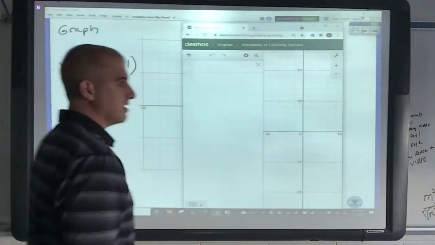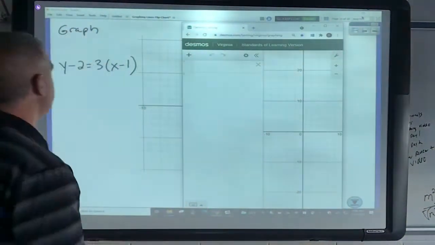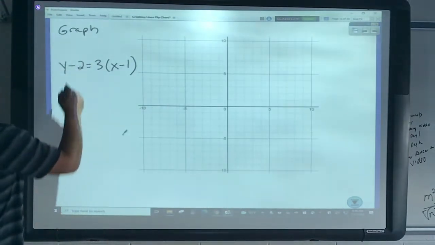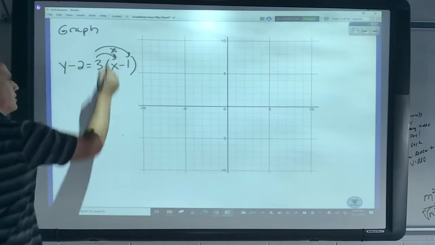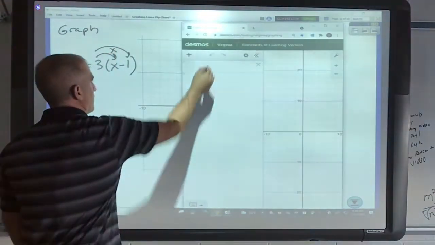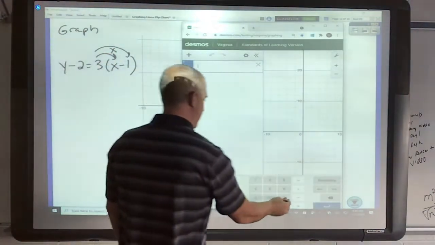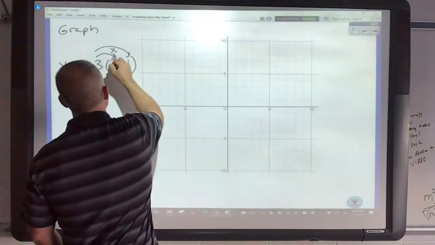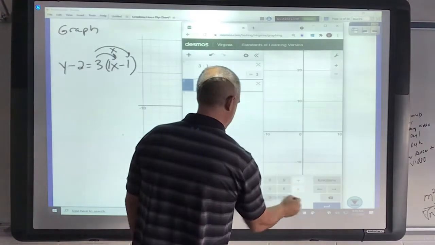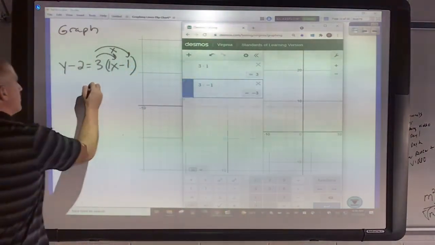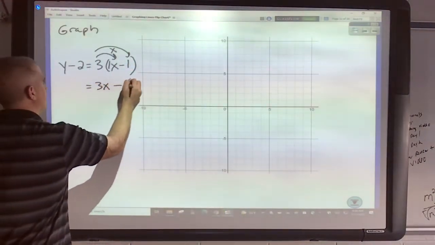Okay, this is going to be a continuation. All right, so what we're going to do, we've got these parentheses, we're going to distribute, which means we're going to multiply. So I've got, this is very important, we use the calculator, 3 times 1, because that's the number one in front of x. And then 3 times negative 1. So I've got 3x minus 3.